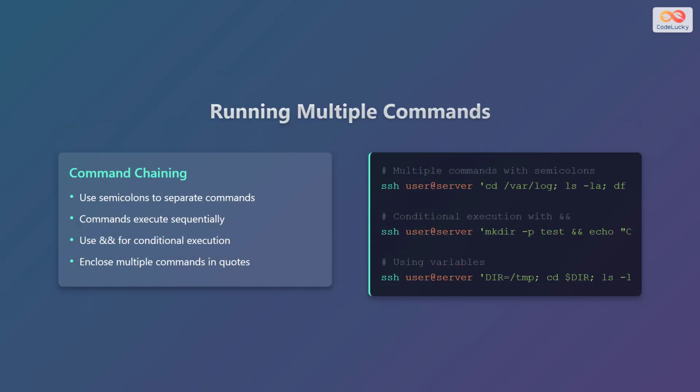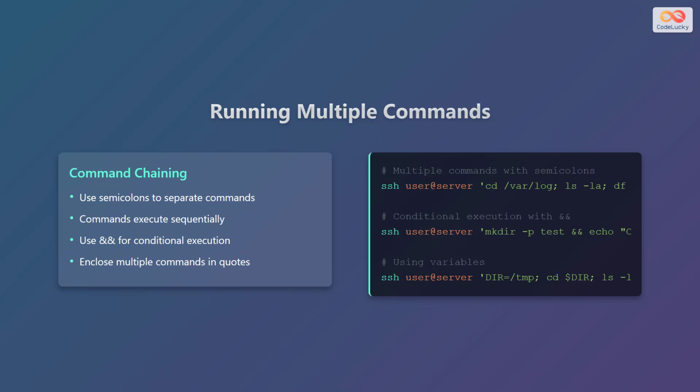Secure Shell also allows you to run multiple commands in a single line. This can be achieved by using semicolons to separate the commands. Commands are executed sequentially, one after the other. You can also use double ampersand symbols for conditional execution, which means a command will only run if the previous command was successful. Remember to enclose multiple commands in quotes to ensure they are treated as a single command.